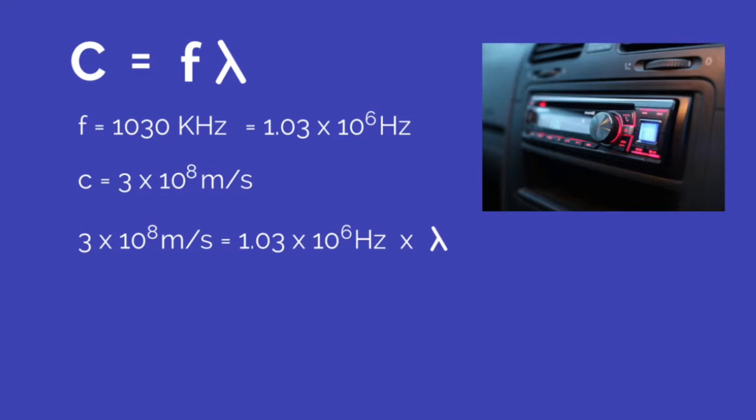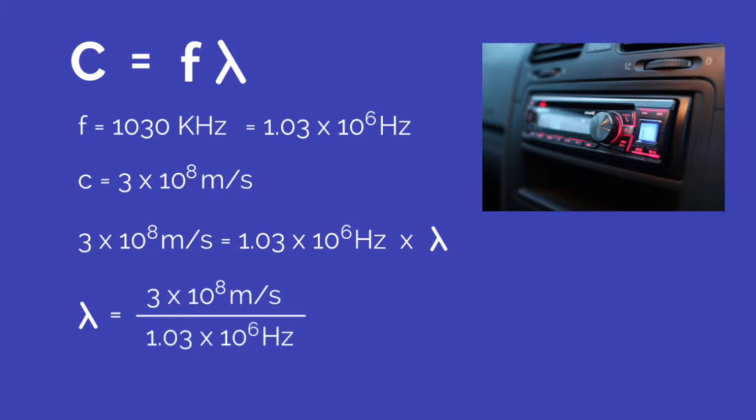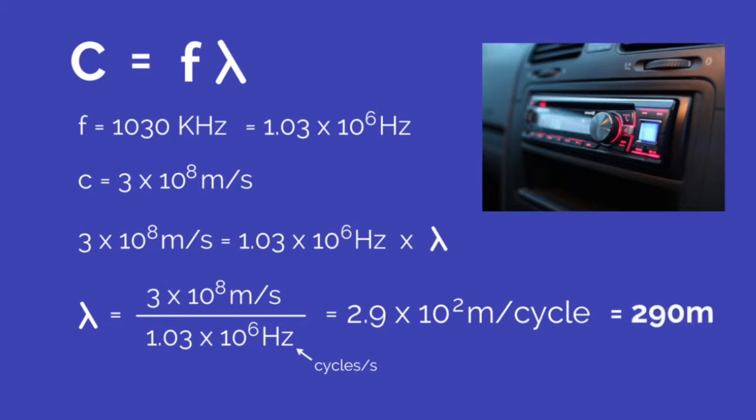To calculate the wavelength lambda, we divide c by f. So lambda equals 3 times 10 to the 8th meters per second over 1.03 times 10 to the 6th hertz. Remember, hertz is cycles per second, so we can see that seconds cancel out, giving about 2.9 times 10 to the 2nd meters per cycle, or about 290 meters.